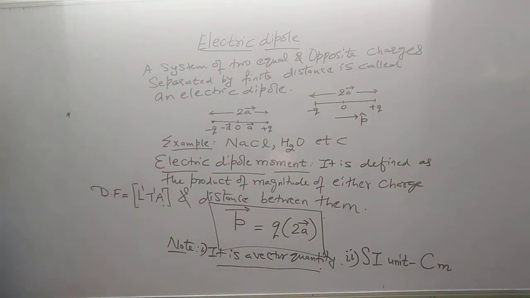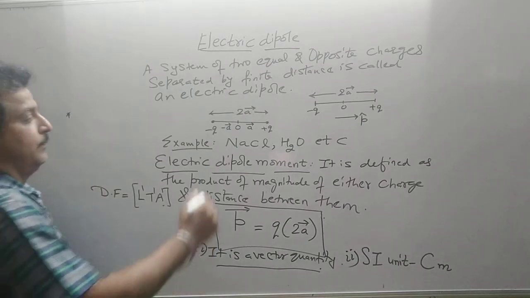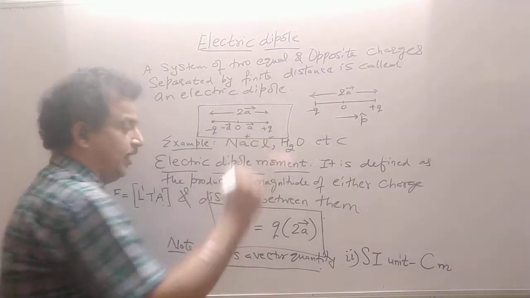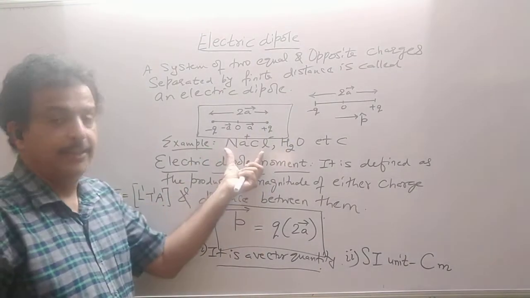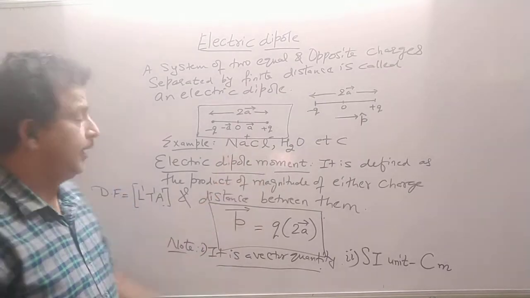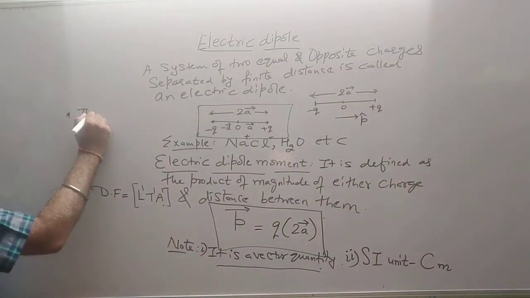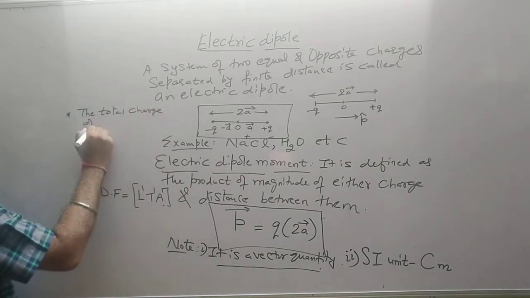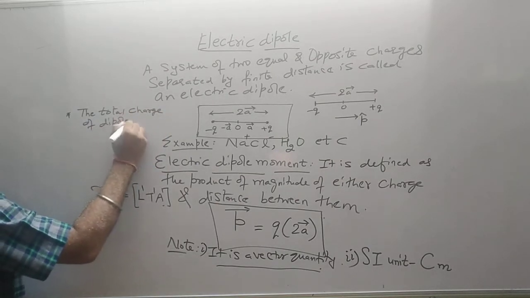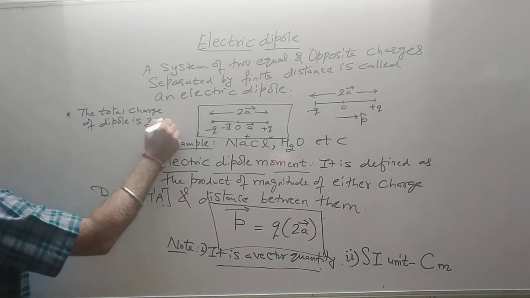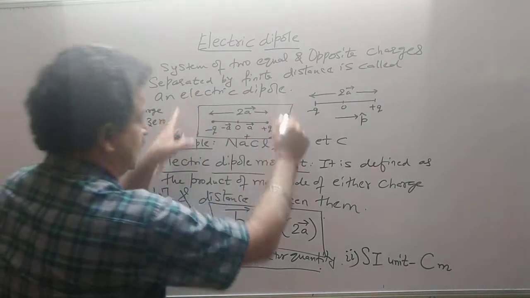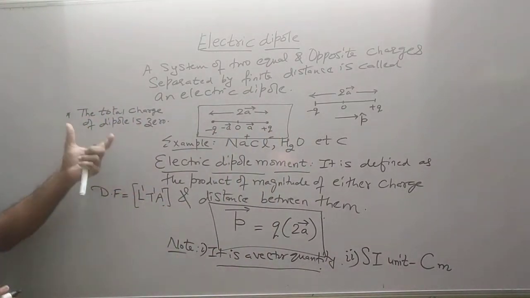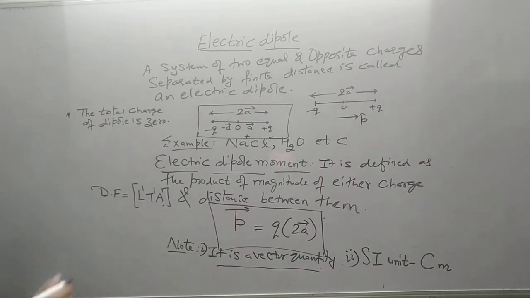Another piece of basic information. Now see, it is a system of two equal and opposite charges. Na is plus and Cl is minus. So electrically they are neutral. So the total charge of a dipole is 0. If I take the total charge of this system, one is plus and one is minus, the total charge of a dipole or a system is 0.